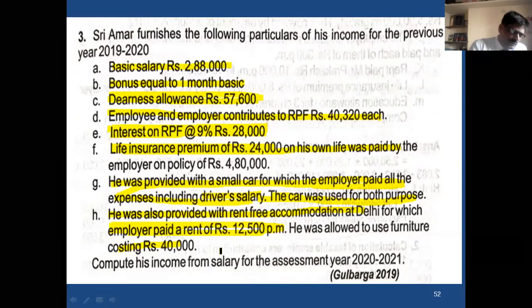According to this provision, 15% of salary or rental value, whichever is less, is the perquisite. Then add 10% of cost of furniture. These are the points you have to cover, and calculate gross salary. From the gross salary, you deduct the deduction under section 16.